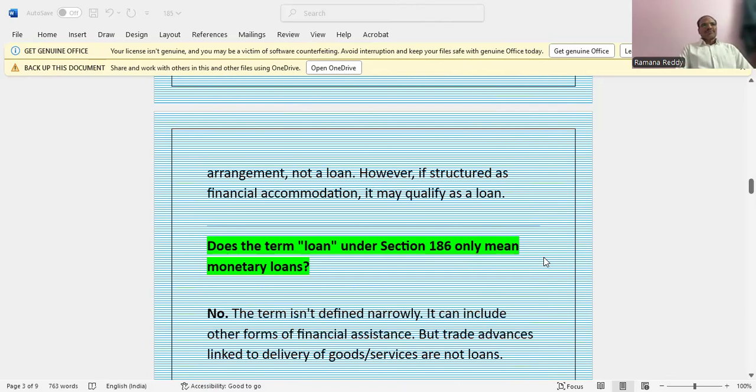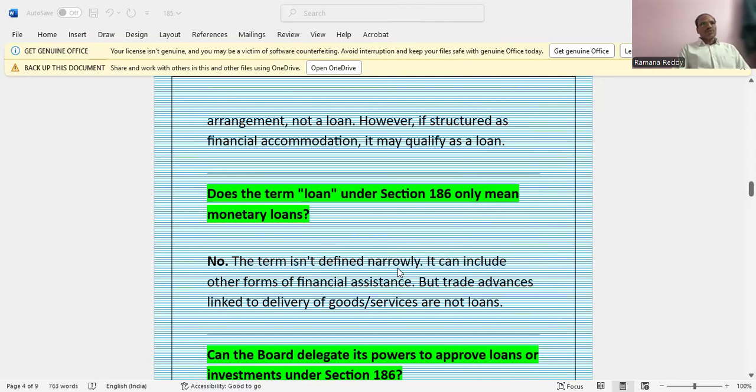Does the term loan under Section 186 only mean monetary loans? Answer is no. The term is not defined narrowly. It can include other forms of financial assistance, but trade advances linked to delivery of goods or services are not loans.